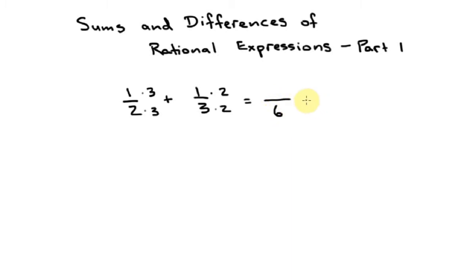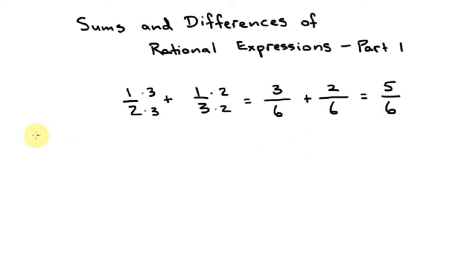Common denominator would be 6, and we built a 6 on both of these. And on top here, I now have 3, and over here, I have 2. So there's my answer, 5/6. Okay, so that's where we're going with this.